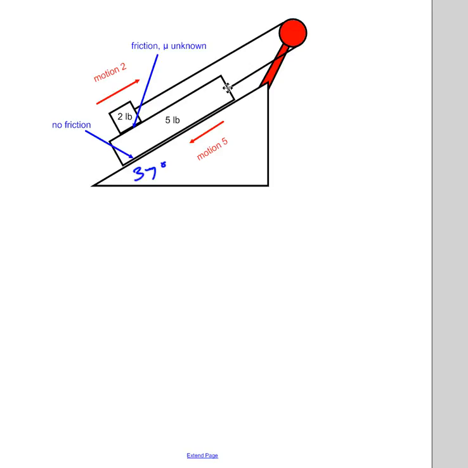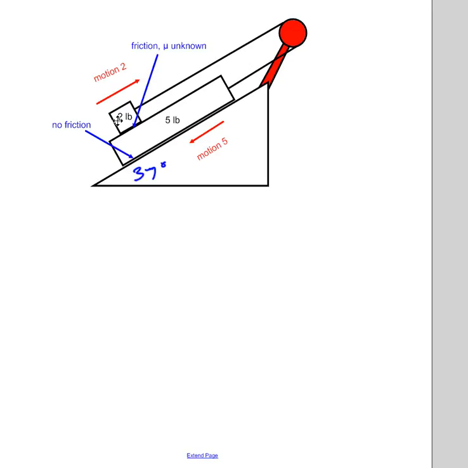Now the 5-pound object is tied to a string which passes over an ideal pulley, which then comes down and attaches to a 2-pound weight, which is on top of the 5-pound weight. The surface between the 5-pound and 2-pound weights is not frictionless, but we don't know the coefficient of friction. That's one of the unknowns in this problem.